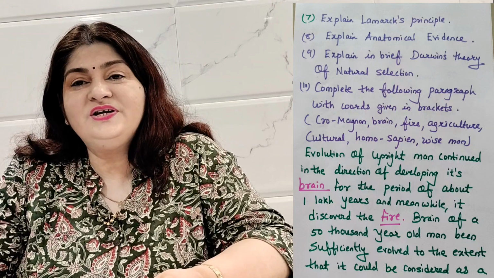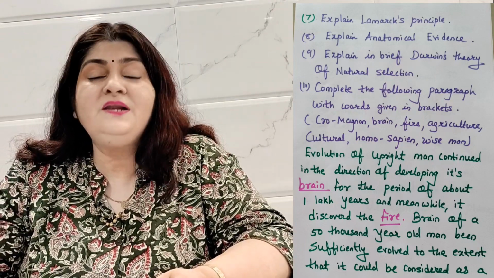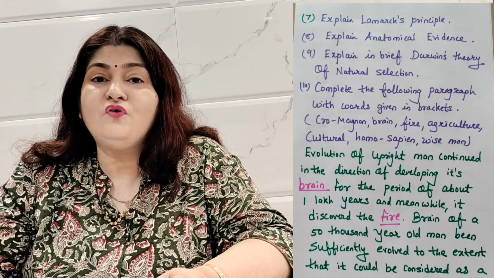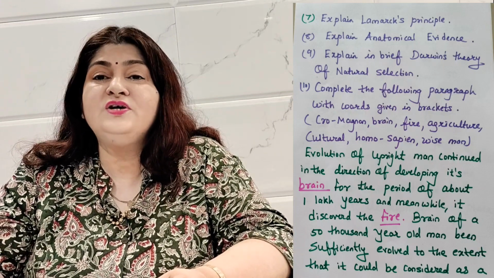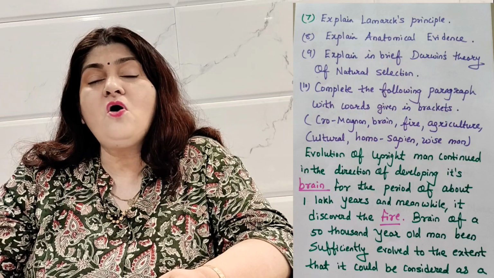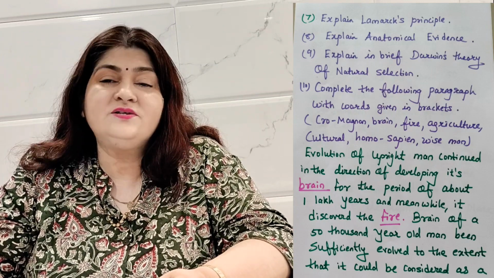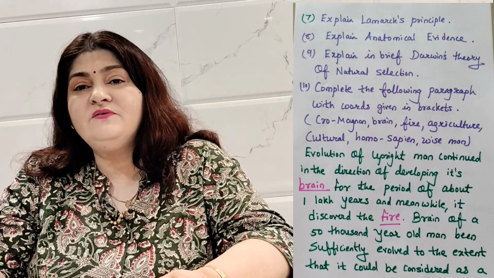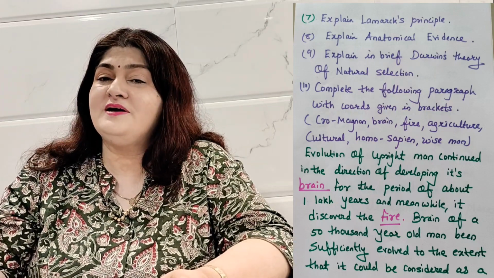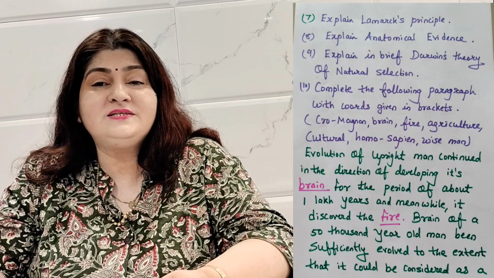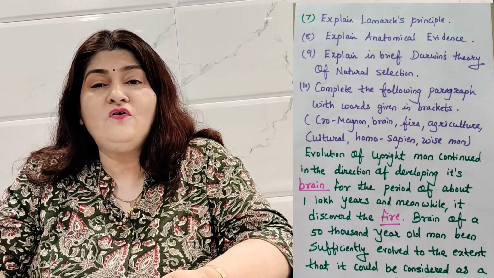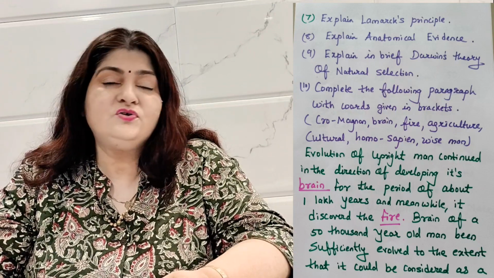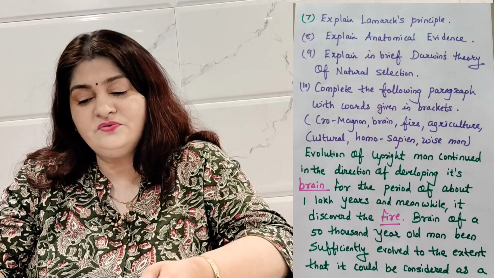Now the seventh question is, explain the Lamarck's principle. Lamarck explained the use and disuse of organs. The organs which we use get evolved, and the organs which we are not using vanish from our body. This was the theory which was given by Lamarck and with a few examples, he explained the theory of inheritance of acquired characters. So this question of Lamarck's principle is asked for 3 marks.